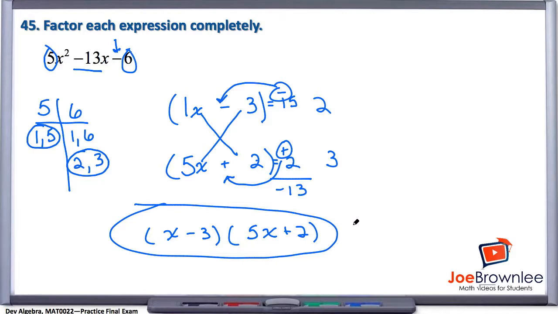Remember, as I've said in previous videos, if this happens to be one of the questions that you get and it's a multiple choice, it may not necessarily present itself to you as x minus 3, 5x plus 2. It may present itself to you as 5x plus 2 first, followed by the x minus 3. Remember, what order the parentheses come in doesn't matter. What's inside the parentheses does matter. All right, so there's number 45.